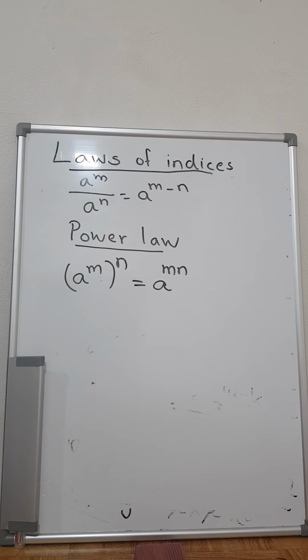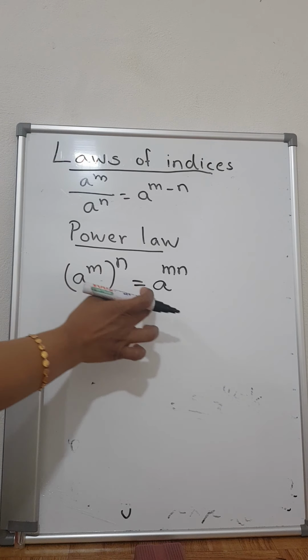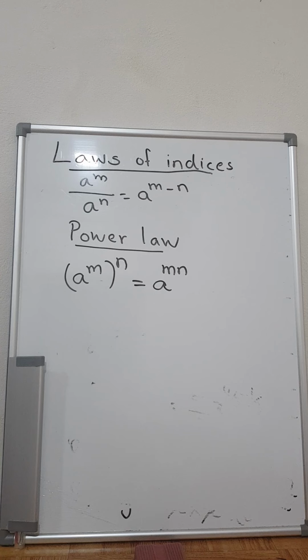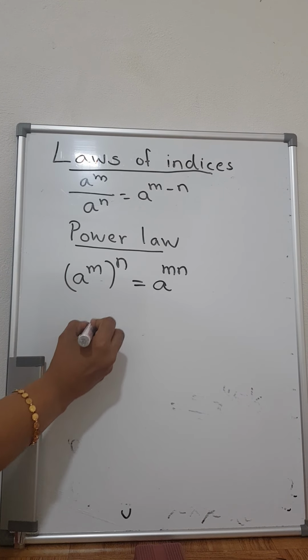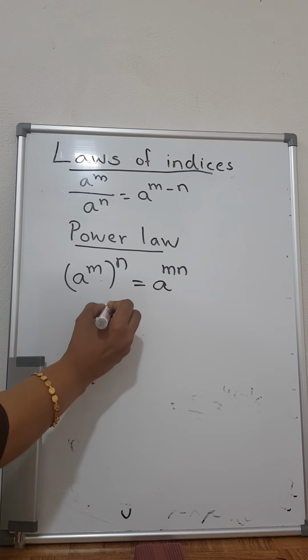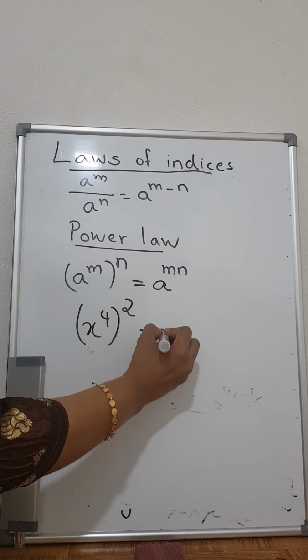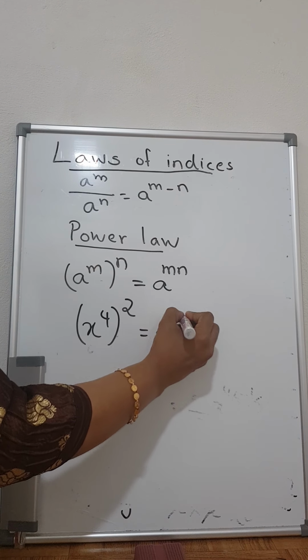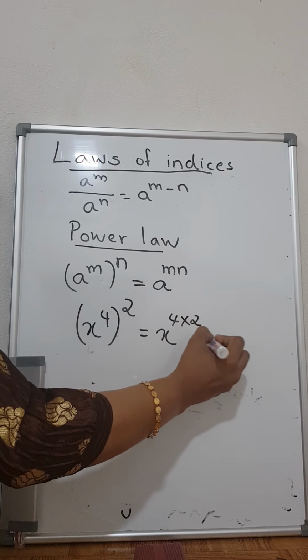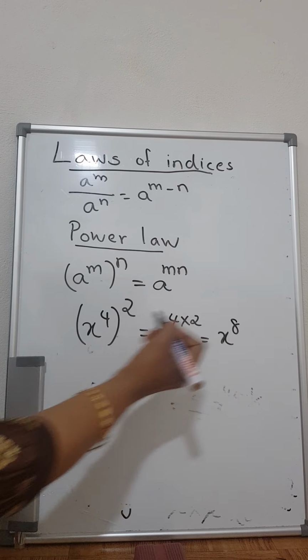You see, here also we are retaining the base, and what we did with the powers? We just multiplied the powers. We retain the base and multiply the powers. Let's see some examples. x to the power 4 all to the power 2, or x to the power 4 the whole square. So x to the power, we are multiplying the powers, 4 times 2, so x to the power 8.